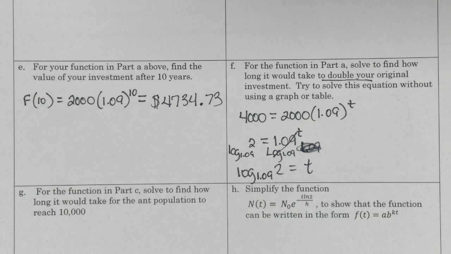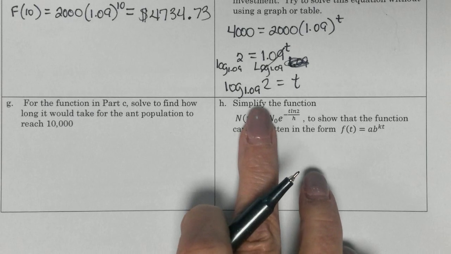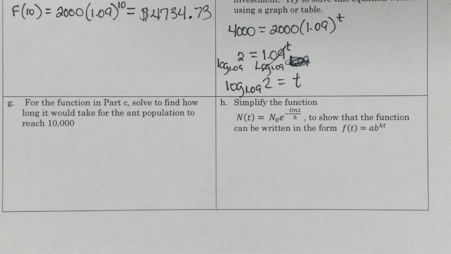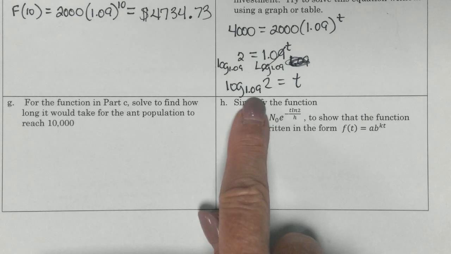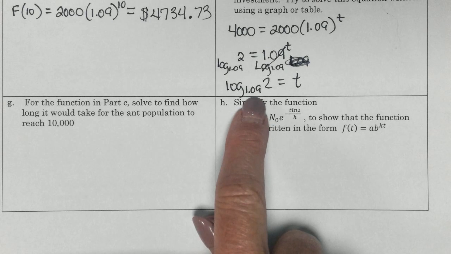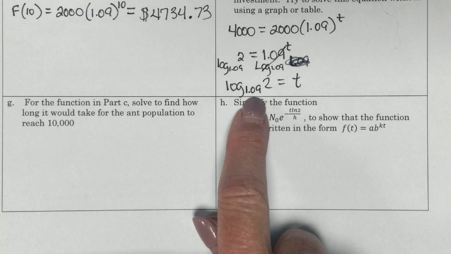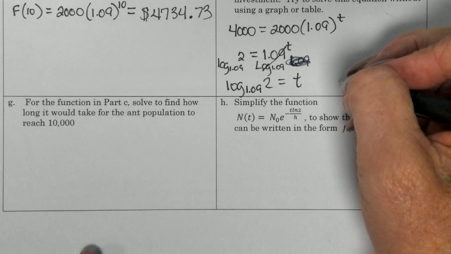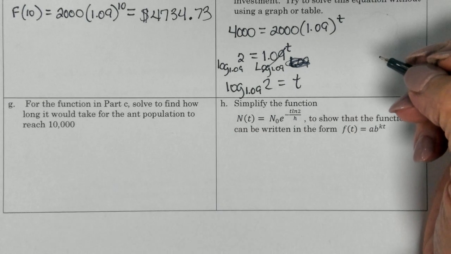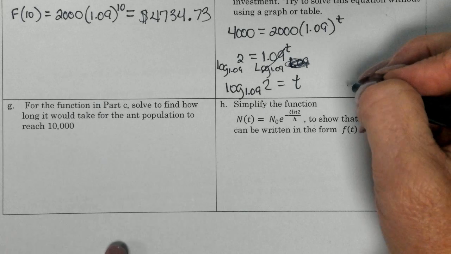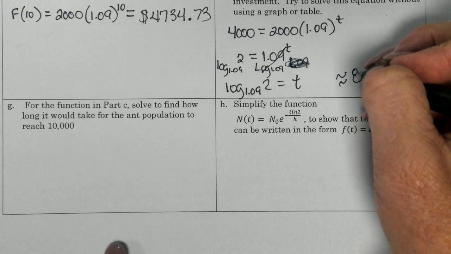Now, that looks really funky, right? Log base 1.09 to what power is 2? We're going to get something a little bit different than what we're used to. What you're going to do is just plug that in the calculator. Straight up plug that in the calculator. About how many years would it take? 8.2. It's about 8 years.